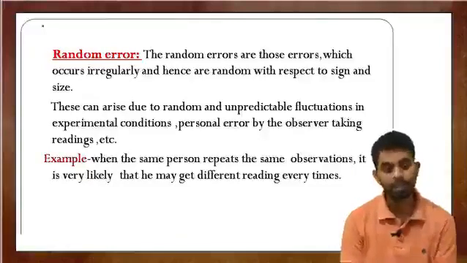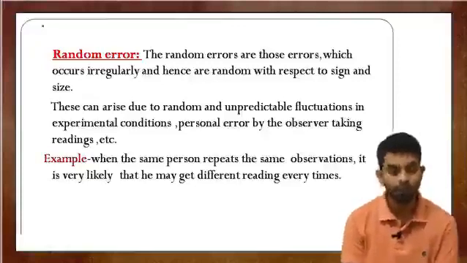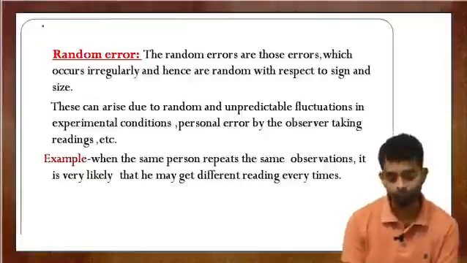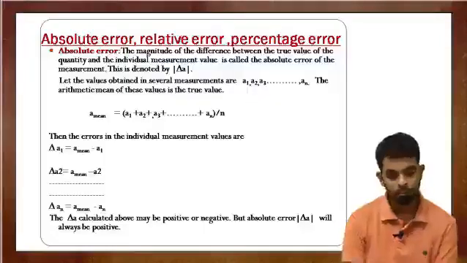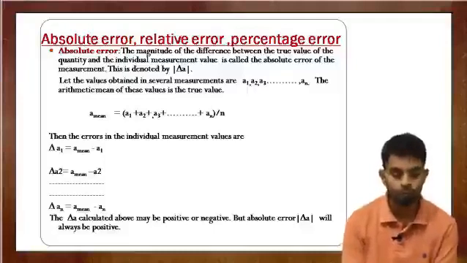When the same person repeats the same observation, it is very likely that he may get different readings every time. Now, how can you calculate the error? There are lots of procedures: one is absolute error, relative error, percentage error.